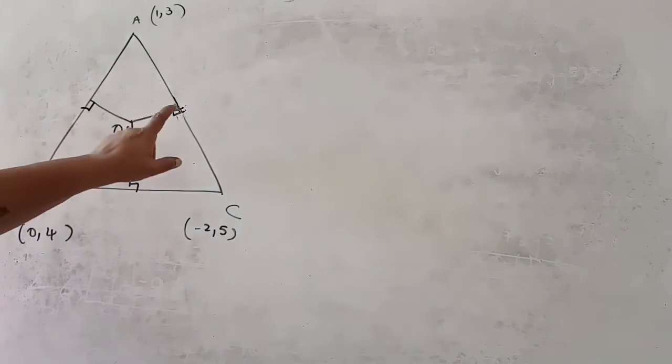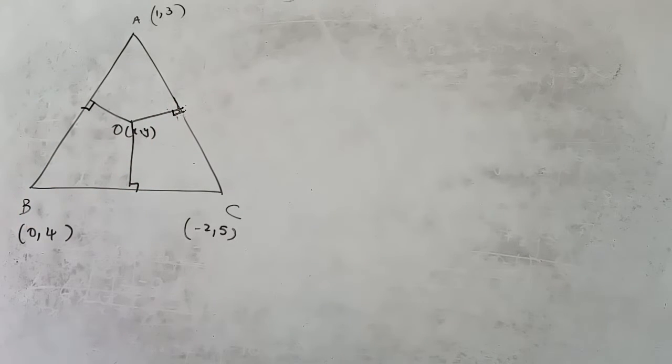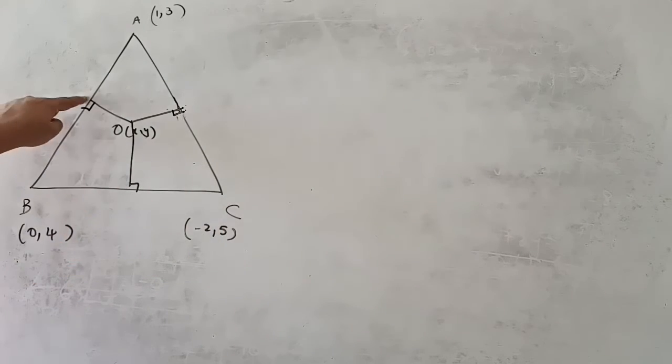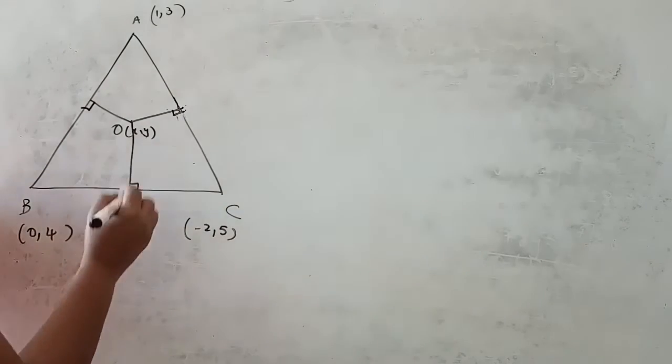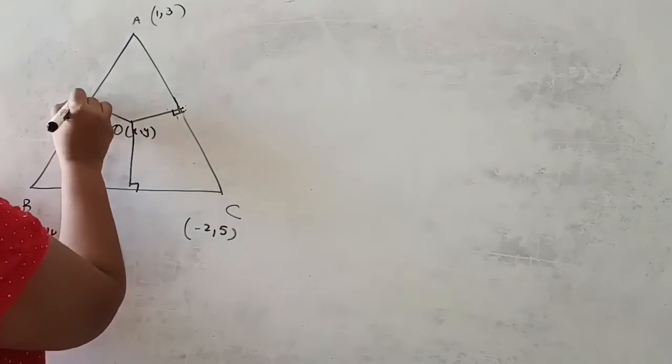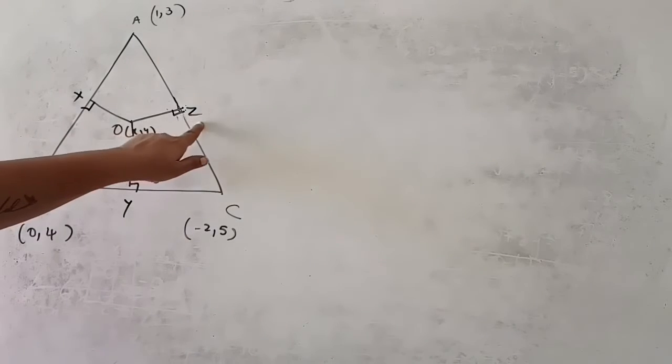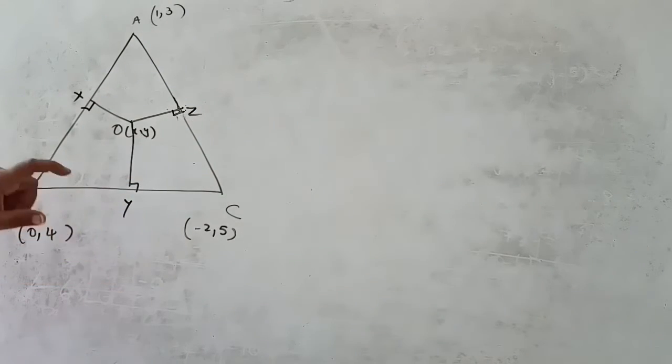Perpendicular bisector means this particular point should be the midpoint of this line AC. This is the midpoint of BC and this is the midpoint of AB, right? So, I will mark them as X, Y and Z. What are the coordinates of Z? What are the coordinates of Y and what are the coordinates of X?